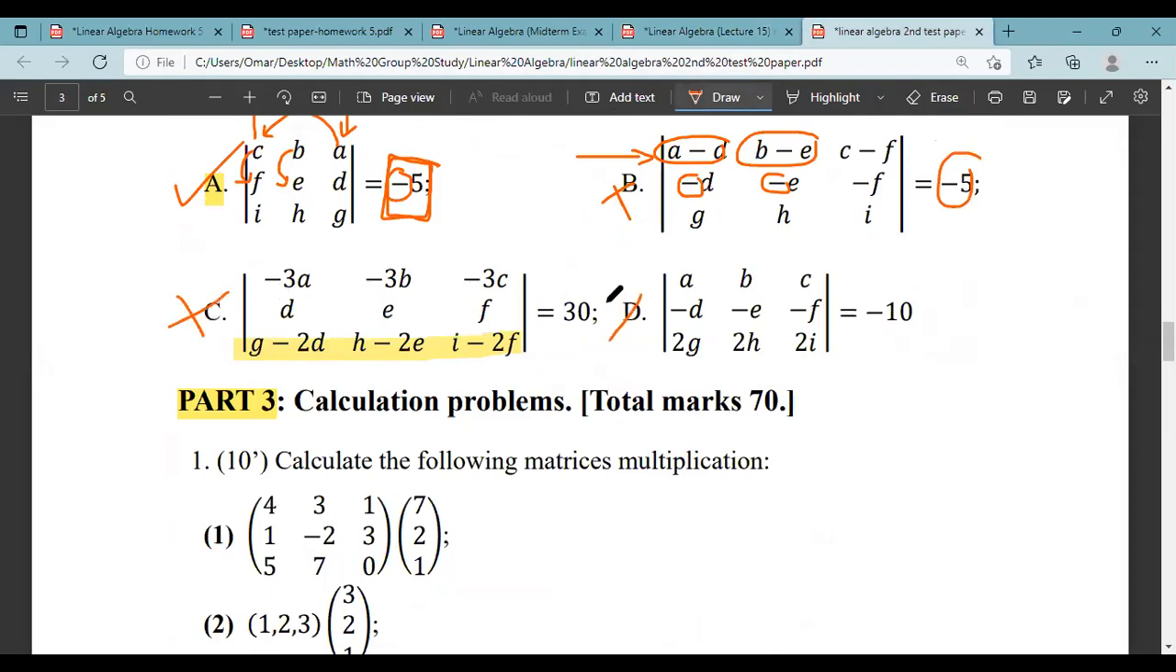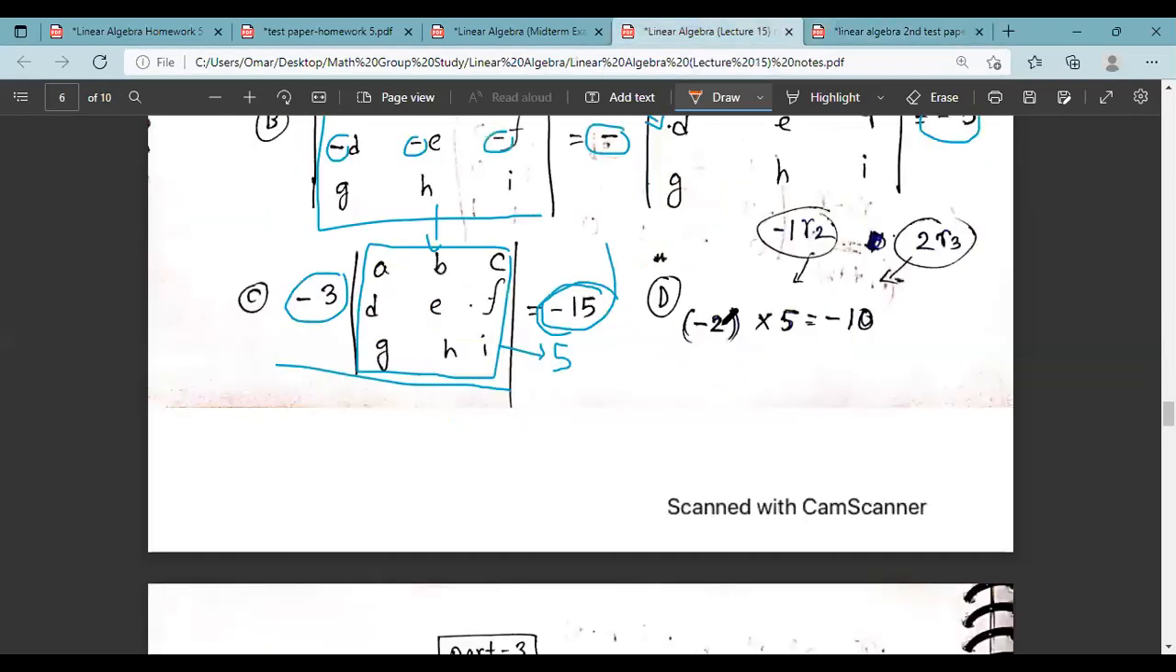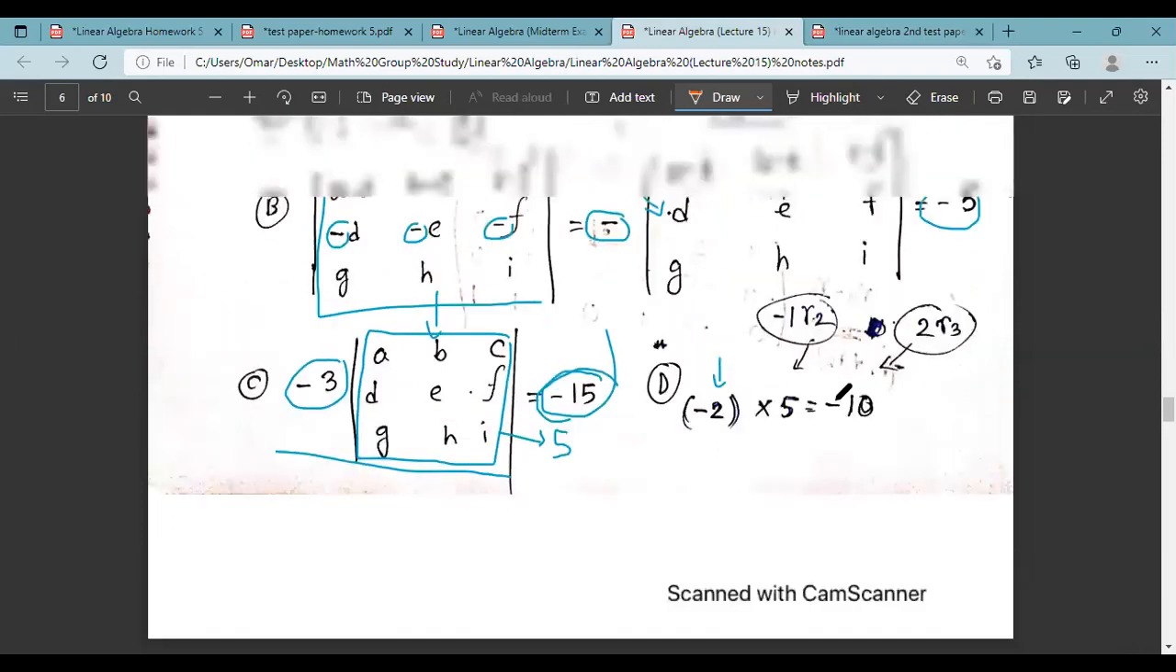And then the fourth one, D here. We can take out the minus sign, so all of them become plus. We just take the minus sign out of the matrix, and also we take this 2 out of the matrix, so we get another 2 here. So minus 2 multiplied by 5 is going to be minus 10. So why is that not true? Minus 2 multiplied by 5 is minus 10.